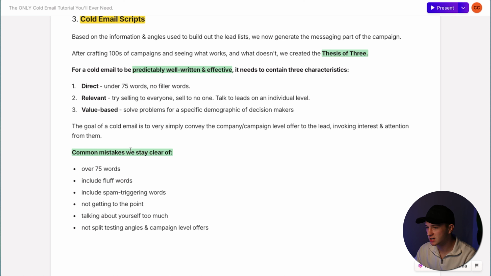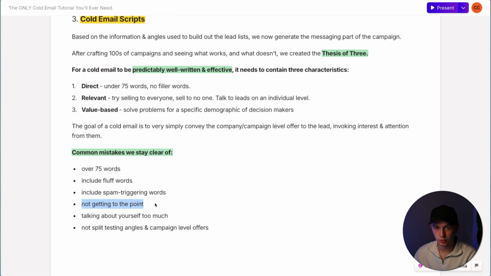And common mistakes that we see people committing time and time again, especially beginners or people who think they need to make this much more complicated than it actually is. They are over 75 words. So these are all things that you don't want to be doing. You don't want to have your email script over 75 words. You don't want to include fluff words, right? So any extra words that just aren't necessary. You don't want to include spam triggering words, right? This is a very simple fix. You just go on a spam checker online. Most of them are good. And you just make sure that you have 0 of them.